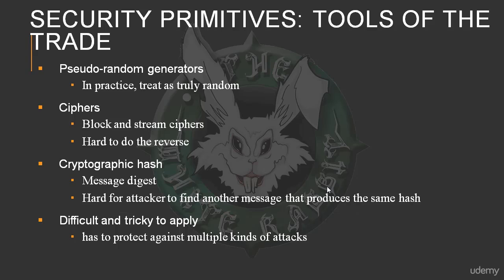Besides pseudo-random generators, other primitives you would find in cryptography are ciphers. Block ciphers are where blocks of bits are encrypted, and then the results are concatenated together, but each block is processed separately. Stream ciphers, on the other hand, are where you have streams of ones and zeros going into the cipher and then a stream of encrypted ones and zeros coming out.